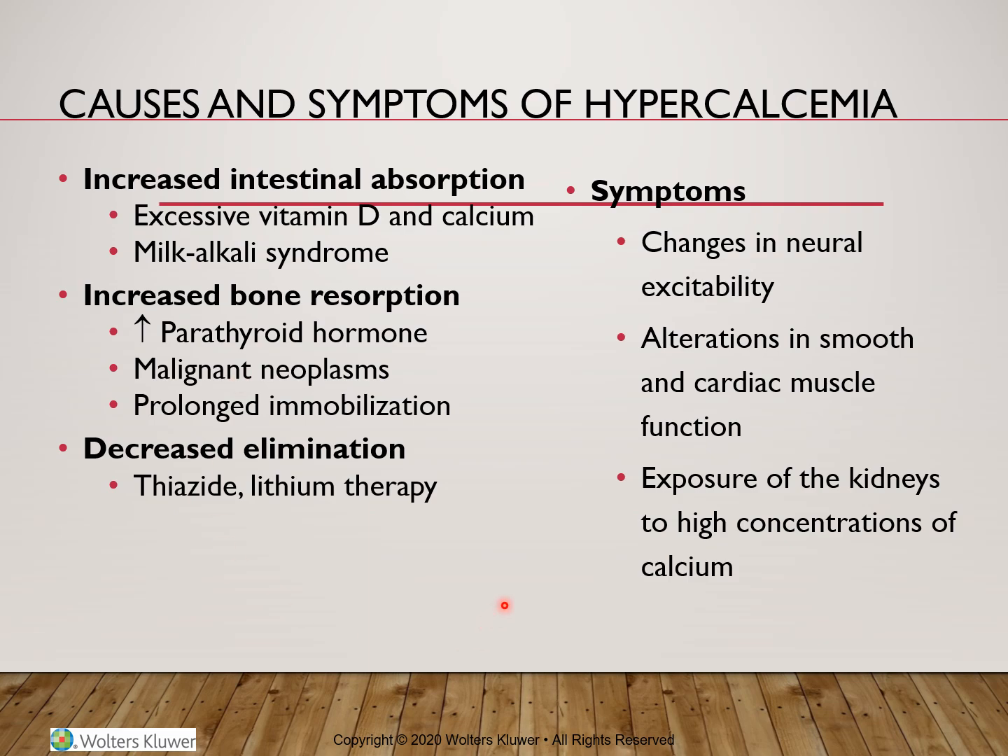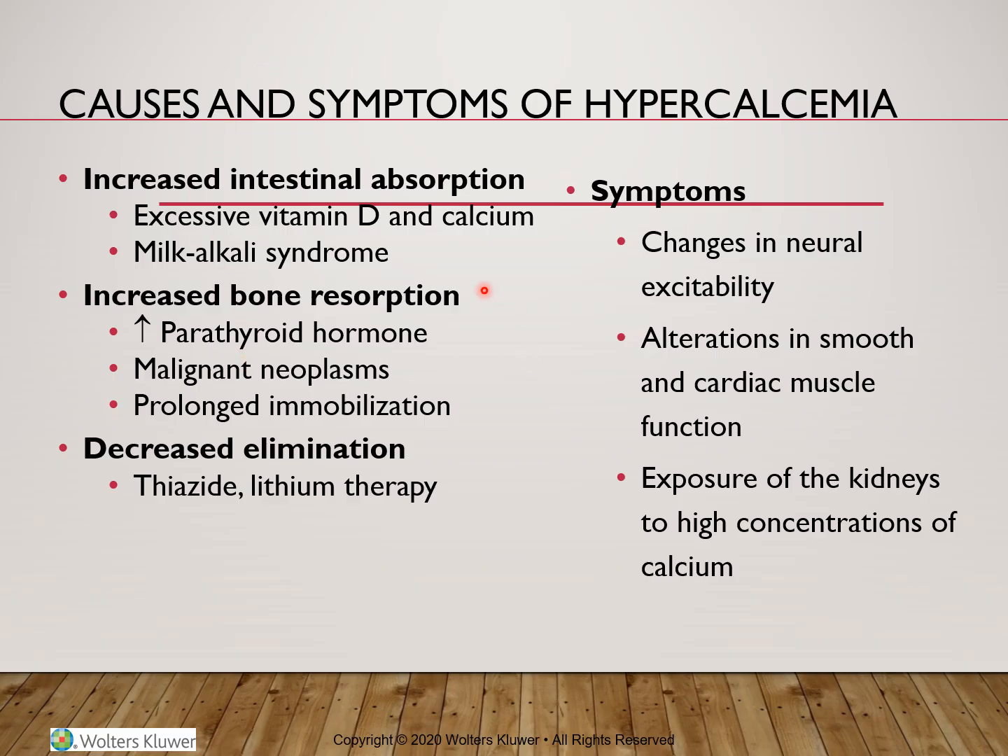We'll move on to hypercalcemia. So what causes hypercalcemia? Well, it might be an increased intestinal absorption. Maybe someone who has taken excessive amounts of vitamin D and calcium supplements could get hypercalcemia. There's also something called milk-alkali syndrome. That's excessive ingestion of calcium from milk alkali solutions. So things like milk of magnesia or different preparations that might help with constipation might contain large levels of calcium.